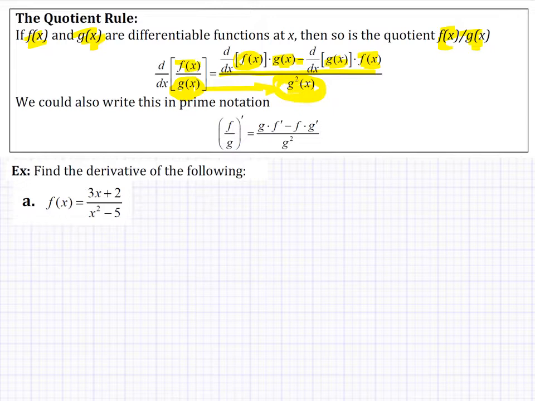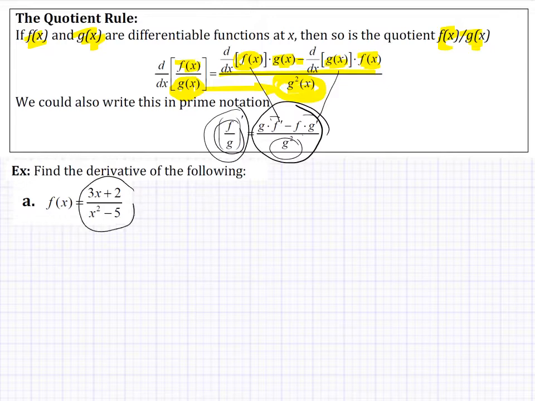If you want to look at it a little bit simpler in terms of notation, f over g prime is going to be g times f prime minus f times g prime all over g squared. You're taking the derivative of f, you're taking the derivative of g, one at a time, and this whole thing is then the derivative of the quotient. So what you can't do is just take the derivative of the numerator, just take the derivative of the denominator, and then divide those two answers. It does not work that way. This whole process is how we take the derivative of a quotient like this.